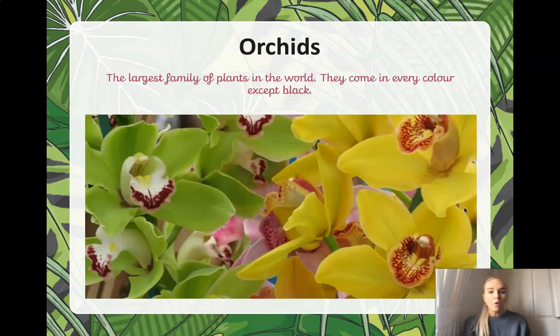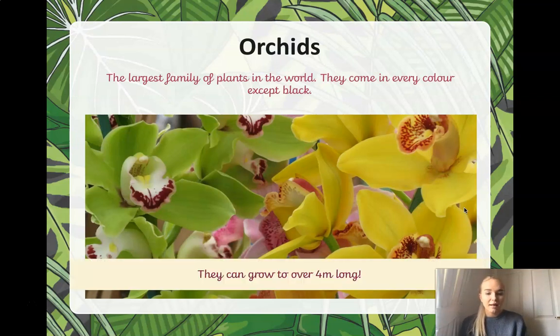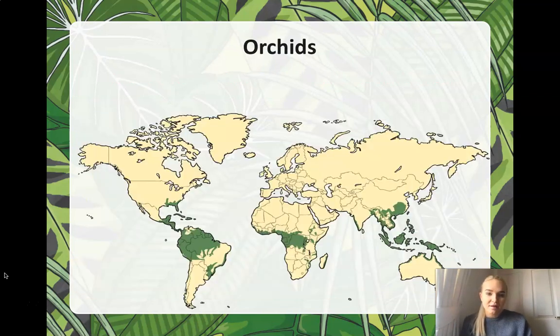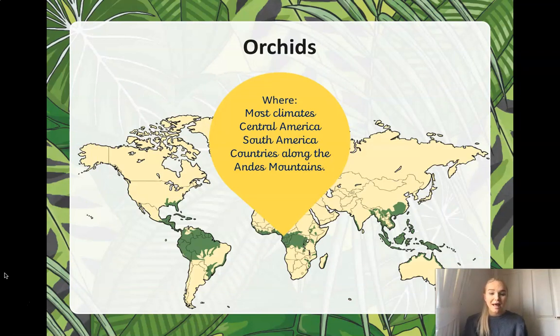Another plant is the orchids now. Have you heard of the orchids before? They are the largest family of plants in the world, and they come in every single colour except black, and they can grow over 4 meters long. So they look quite large in this picture, but if you think of my meter stick, 4 of those is as big as they can even grow. So they are another plant that is home to the tropical rainforest. And orchids can be found in most climates, so again, Central America, South America over here, and also countries along the Andes Mountains too. So we're noticing a pattern here that most of these plants are found in South America, which is where the Amazon rainforest is.